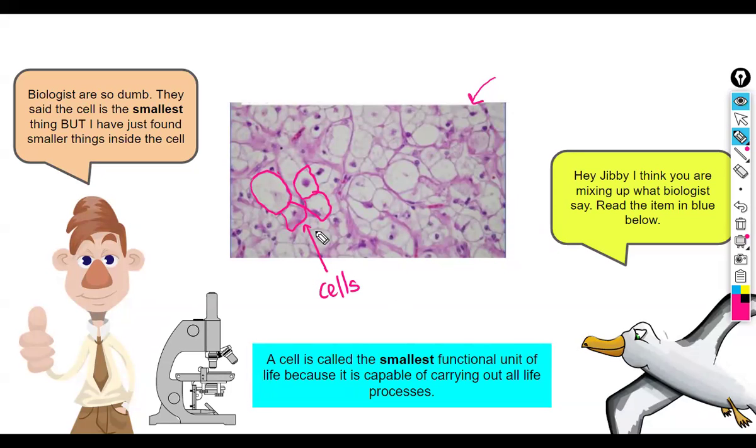Now, what Jibby is saying is wrong. Are cells the smallest thing? No. If you look properly, let's look inside. If this is a cell here, if you look carefully, this whole thing is one cell. But don't you all see smaller parts living inside of a cell?